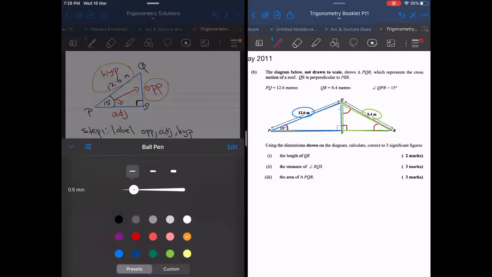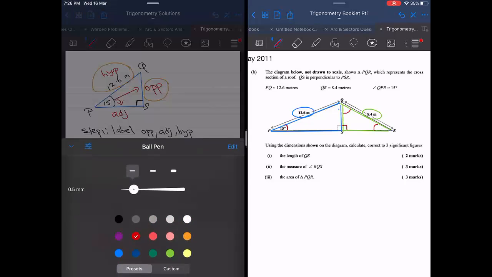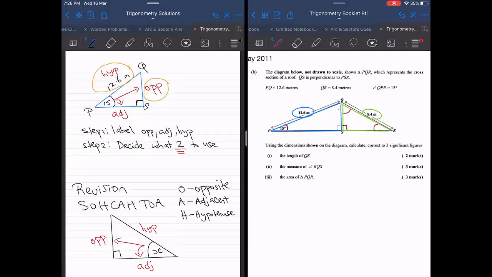So usually we want to use what we know and what we're trying to find. There can only be two, very important. So you decide what two. A triangle has 3 sides, so that means at all times you will only use 2 of the sides. I'm saying the 12.6 has some information, so I'm going to use that. That leaves me with PS and QS, but since they asked me to find QS, I'm going to go with QS.